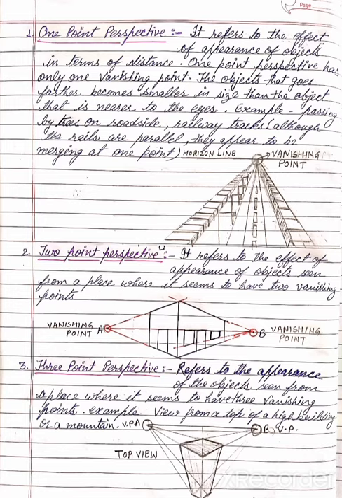2-point perspective refers to the effect of appearance of objects seen from a place where it seems to have two vanishing points. 3-point perspective refers to the appearance of the objects seen from a place where it seems to have three vanishing points. For example, a view from the top of a high building or a mountain.